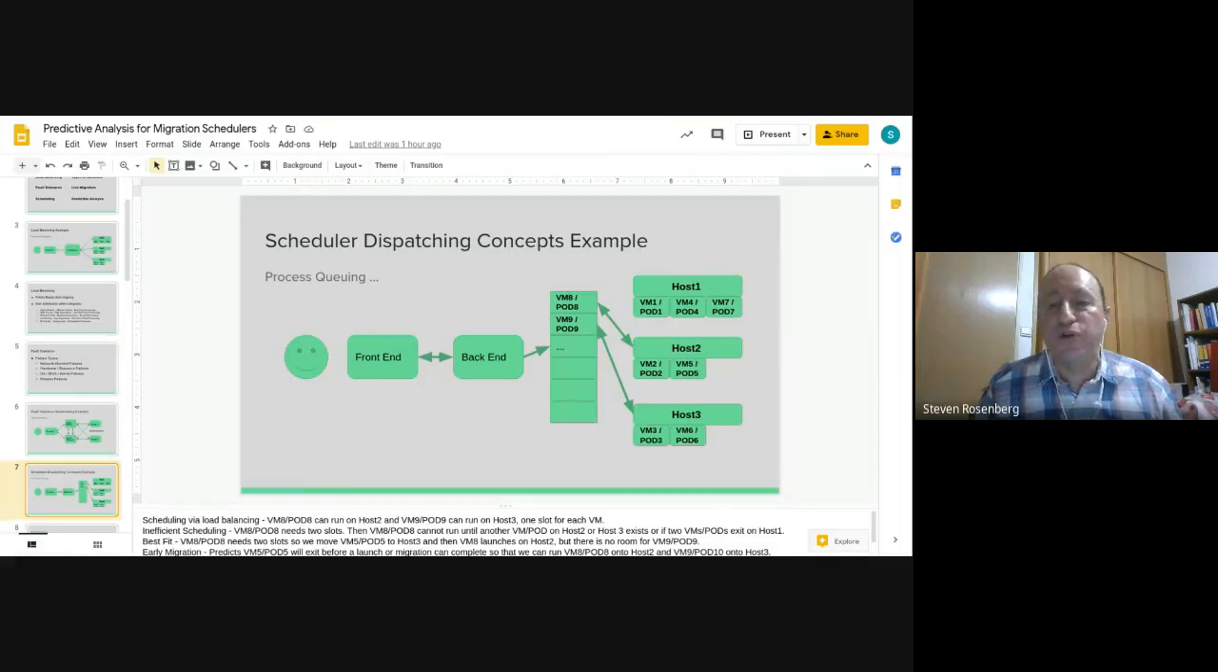The concept with early migration, though, is if we can detect that process 5 will be exiting within the time it takes for process 8 to launch and or migrate, we can start the launching and or migration early. We can then also start the launching or migration of process 9 onto host 3. So when we're finished, process 5 will no longer be running, process 8 will be running on host 2, and process 9 will be running on host 3, and that's an example of early migration.